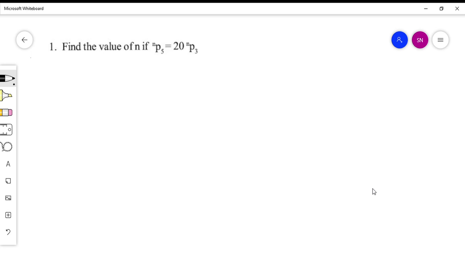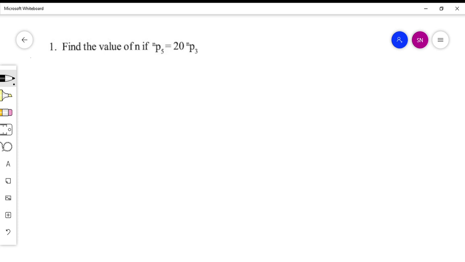So today in this video, we'll continue with exercise 2.1 and start off with 2 mark problems. Okay, so this is the first question under 2 marker. Find the value of n if nP5 is equal to 20 into nP3. So what will I do? I will simultaneously write the values for LHS and RHS and start simplifying the problem.